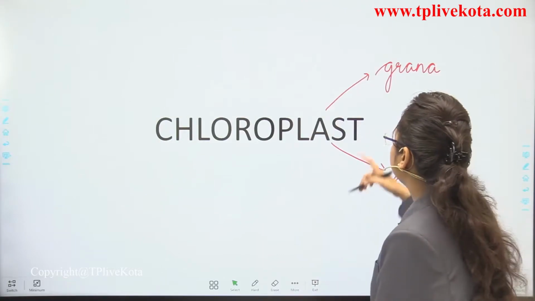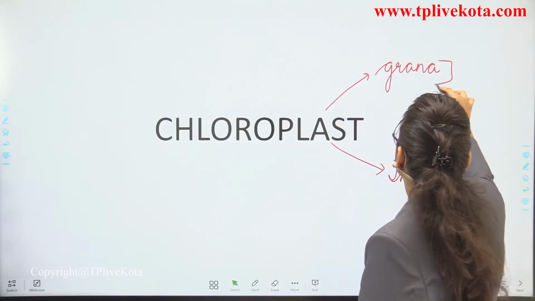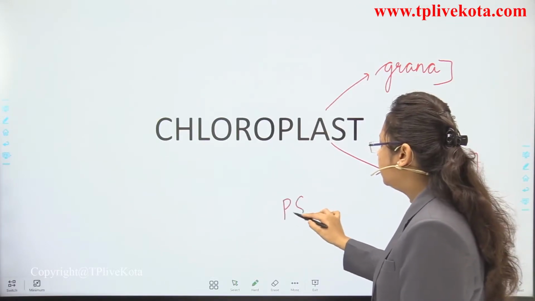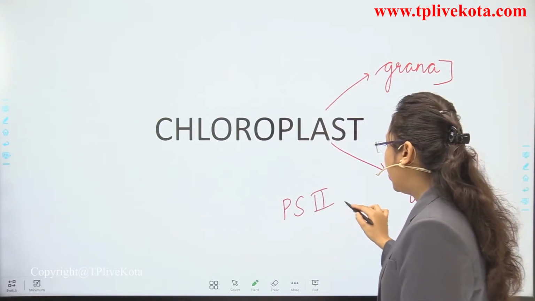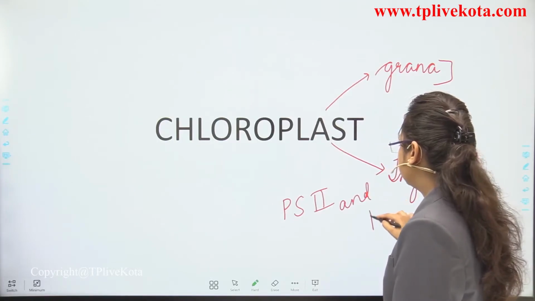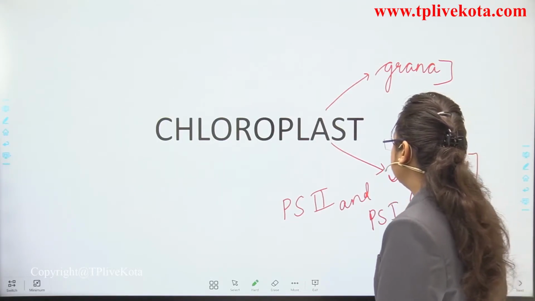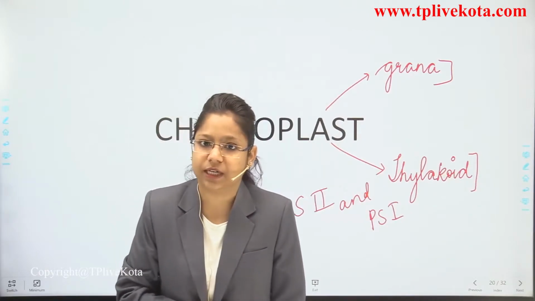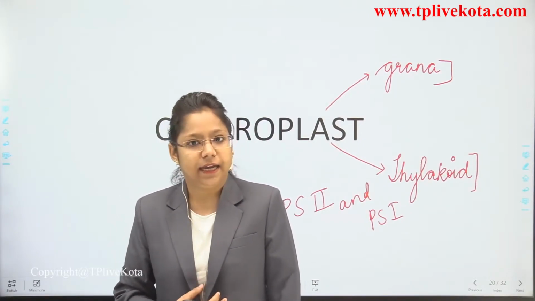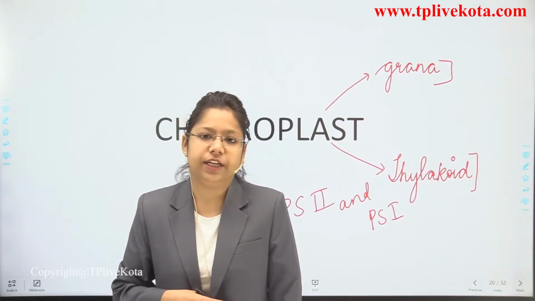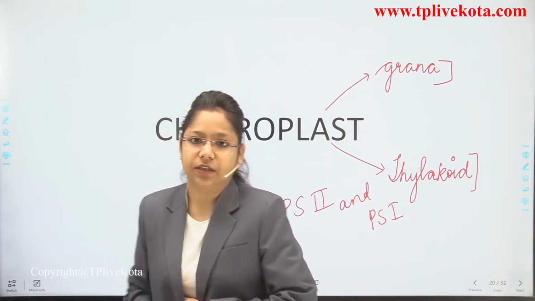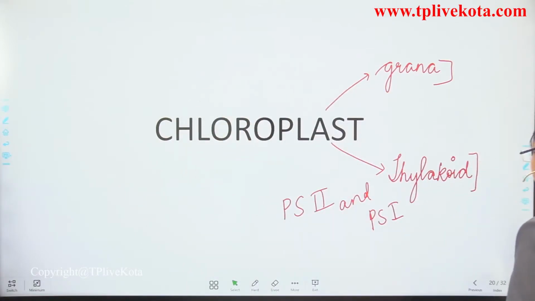Now they perform the functions of photosynthesis by the systems PS2 and PS1. The main things they synthesize through these procedures are ATP, that is adenosine triphosphate, and NADPH, nicotinamide adenine dinucleotide phosphate. So let us see with the video how the chloroplast works.